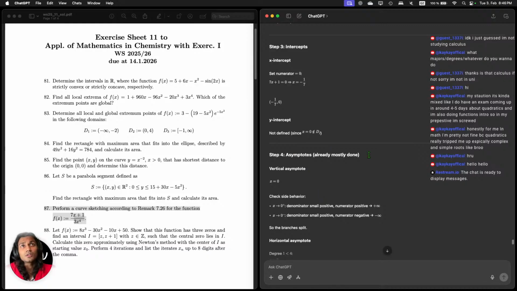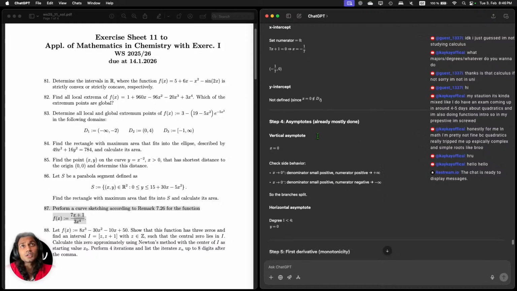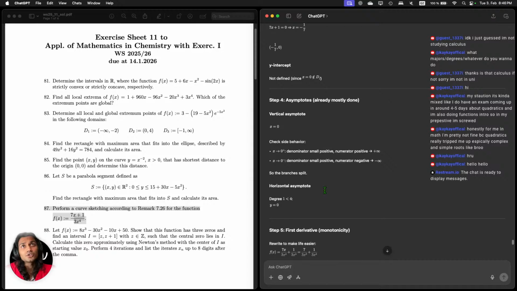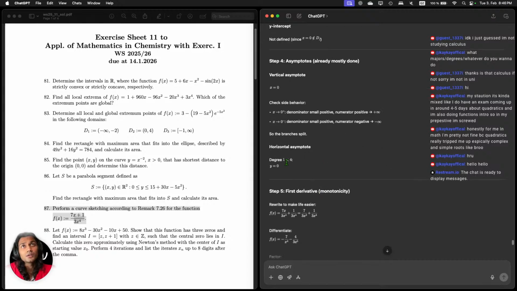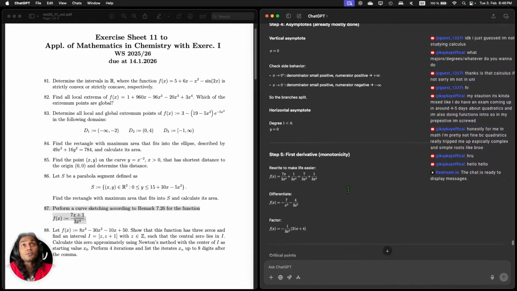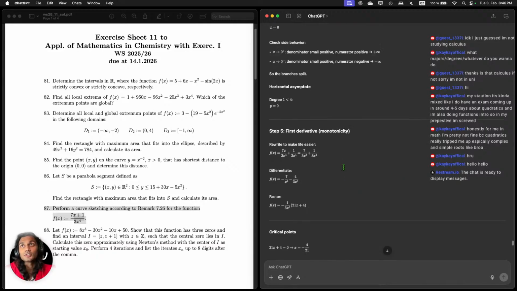Asymptotes already mostly done. Vertical asymptote, x equals 0. So branch is split. Horizontal asymptote, degree 1 is greater, less than 4, so y equals 0. Okay. First derivative. Oh, I got derivatives. Okay. So it's calculus basically. You take the derivatives.